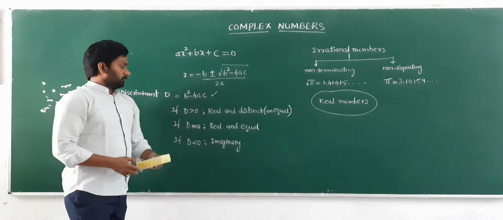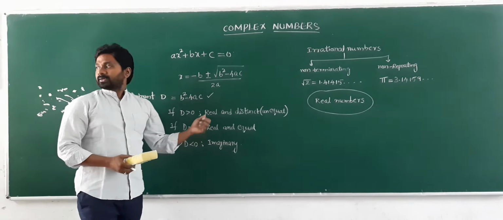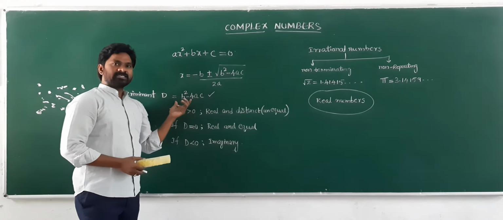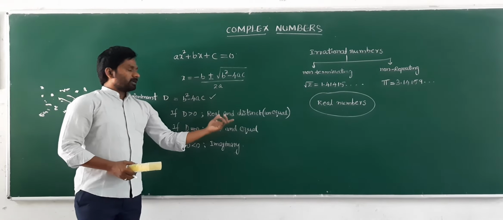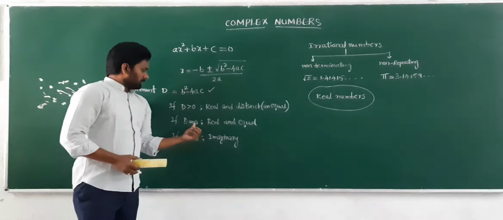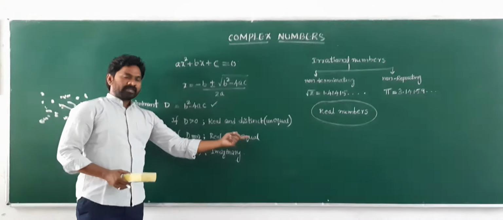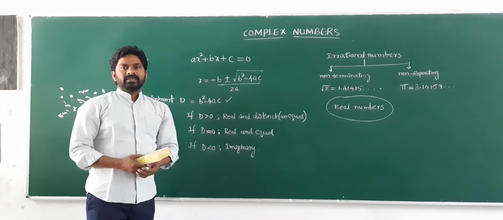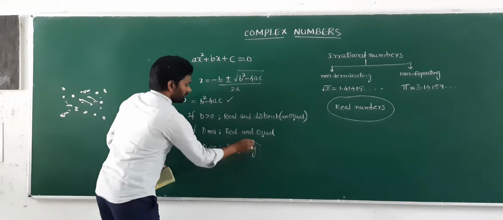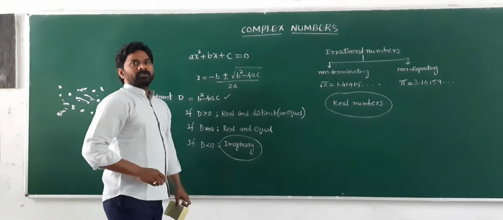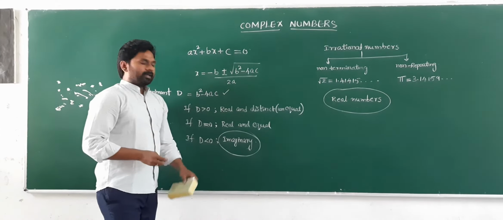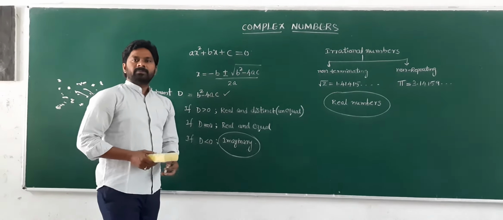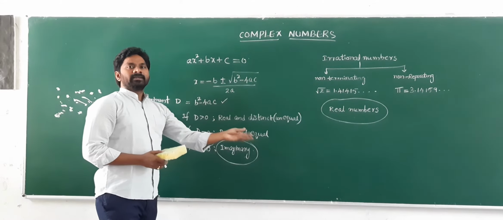Okay, so to find out the roots, we are classifying depending on the discriminant. If the discriminant is greater than 0, the roots are real and unequal. If the discriminant equals 0, the roots are real and equal, and if the discriminant is less than 0, the roots are imaginary. So here come the imaginary numbers. So what are the imaginary numbers?